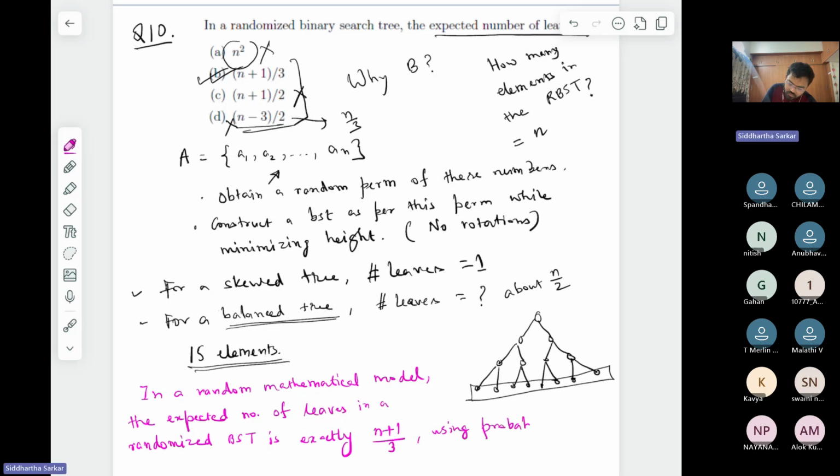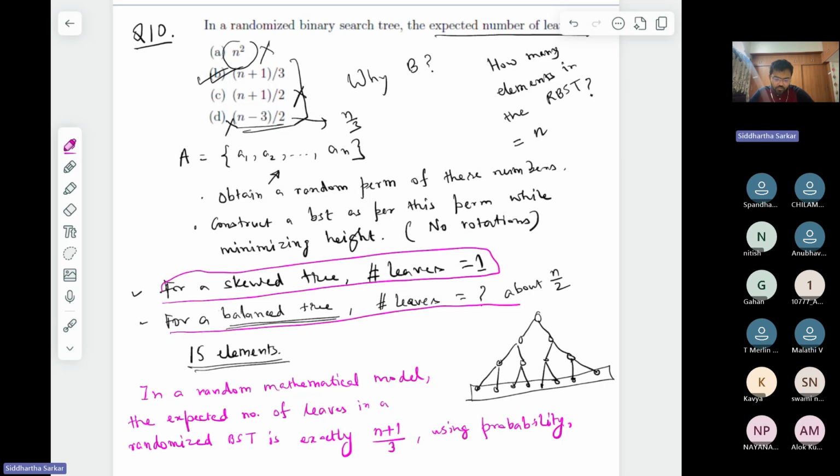No further explanation. But it is possible to prove it using probability, but I'm not able to do so right now. I have to find out how to do that. But the intuition is this, that in one extreme you have number of leaves is 1, other extreme is number of leaves is n by 2. So something between these two. So n by 3 is much less than n by 2, but it is much more than 1. So that's why I'm going for n by 3, (n plus 1) by 3. But there is a way to get the exact number using probability. That's what the professor has written.